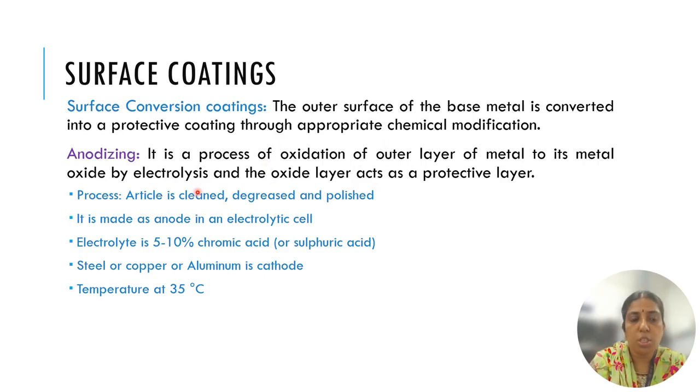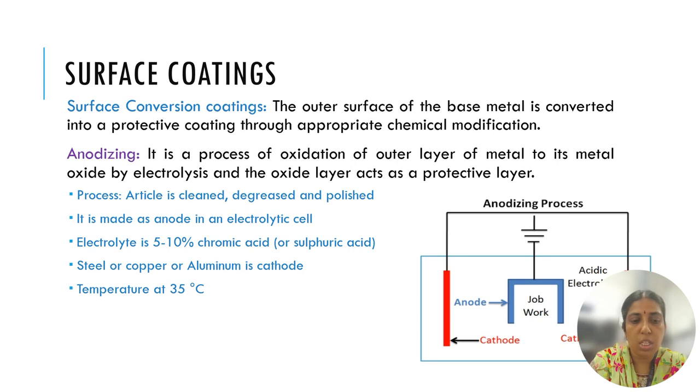This process involves a few steps. The article is cleaned and degreased. We can see the image here of the anodizing process. We keep our job work, the material which we have to anodize, as the anode, and the cathode can be any inert material, or it can be steel, copper or aluminium. The temperature of the bath is maintained at 35 degrees Celsius, and the electrolyte can be chromic acid for the oxidation process, or it can be sulfuric acid with some inerts or fillers.